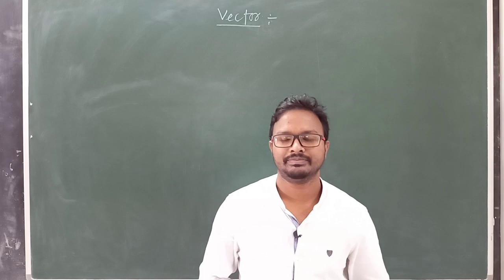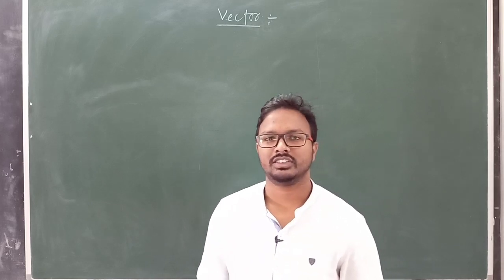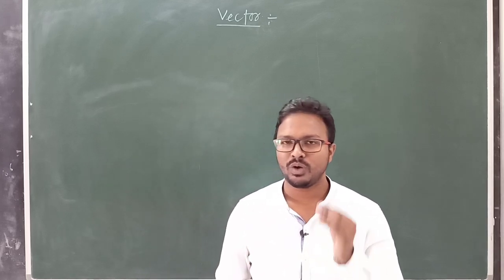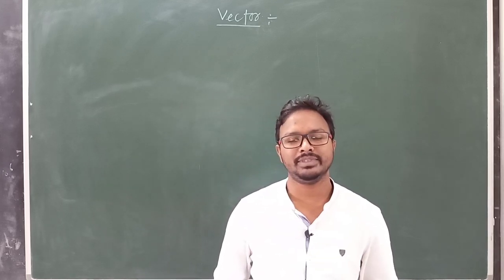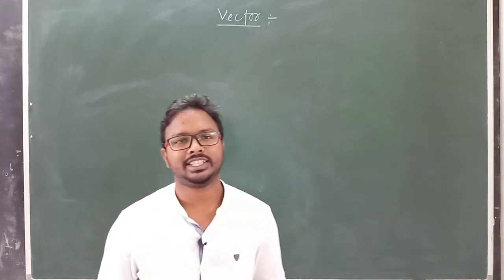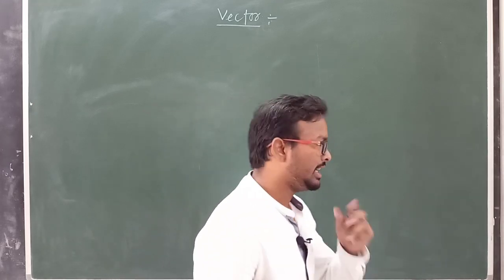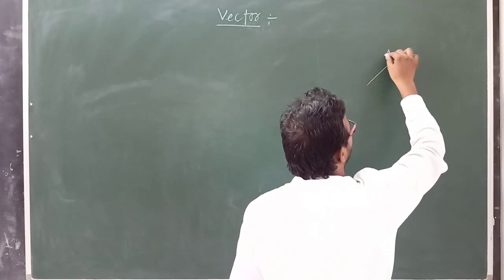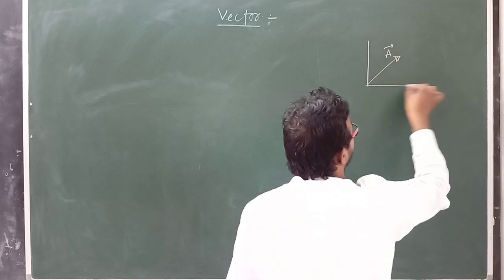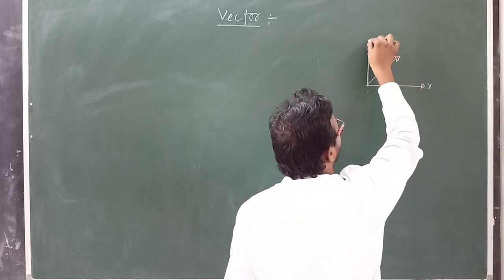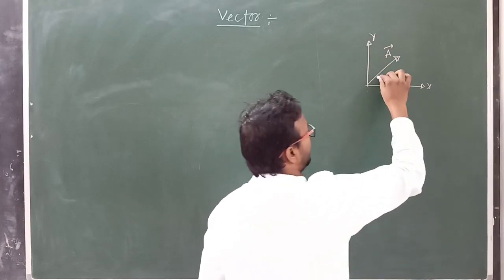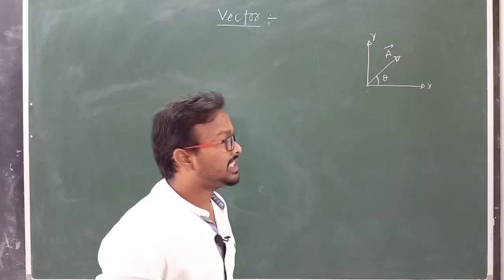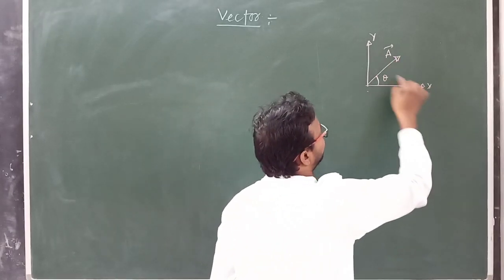Last class we discussed what is resolution of a vector and how a vector splits into its rectangular components. We call them rectangular components because the angle between the two component vectors is always 90 degrees. Suppose there is vector A in the two dimensional case. This is the origin, x axis and y axis, and this vector makes an angle theta with the x axis. So what are the rectangular components of vector A along the x axis and y axis?